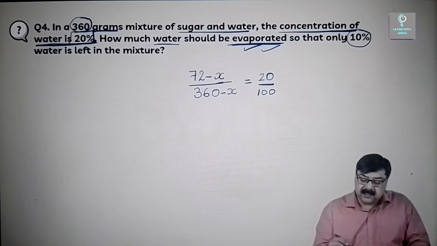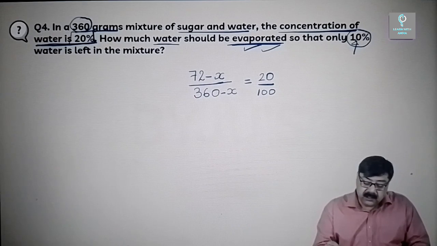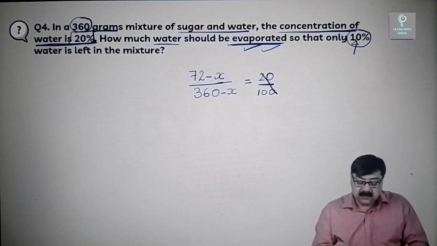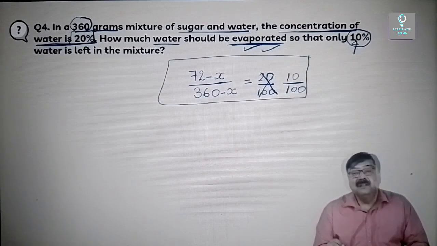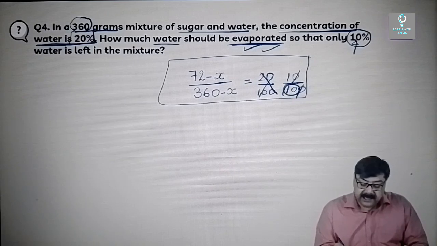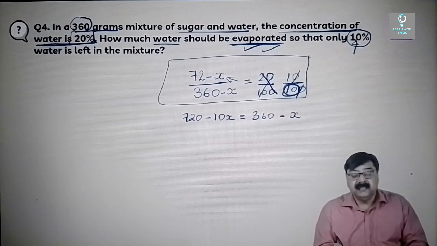Now after doing this, the concentration of water left in the mixture should be reduced to 10%. So it should become 10%. Now this is the equation that we have to work towards. So the zeros cancel here. What we get here is 10 multiplied with the numerator. So it shall become 720 minus 10x equals 360 minus x.